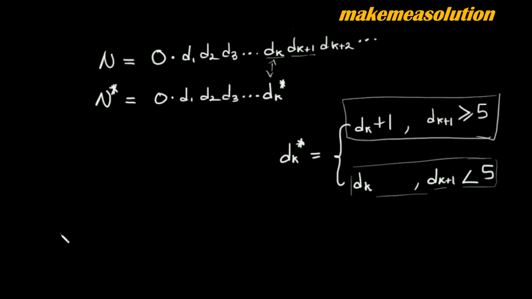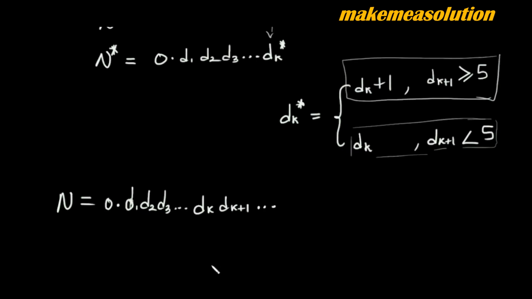Now that we've gotten our n as 0.d1, d2, d3, and of course I'm using d1, d2, d3 and so on because these are decimal numbers. Decimal is base 10, so all these digits d1, d2, d3 can each be between 0 and 9, any one you pick. So up to dk, then dk plus 1 and so on.